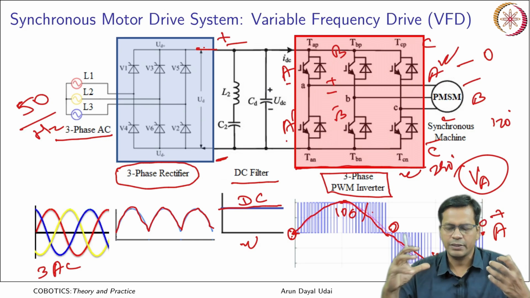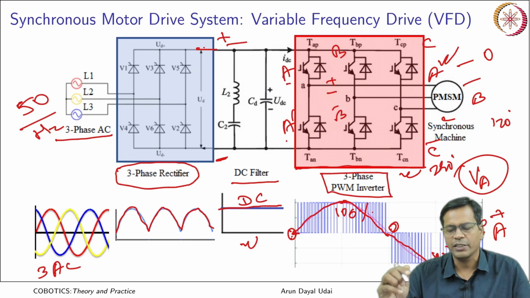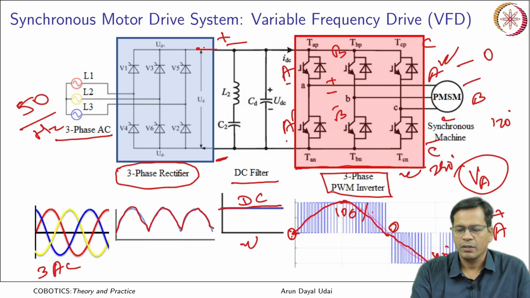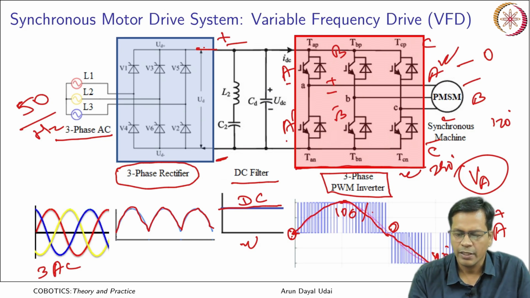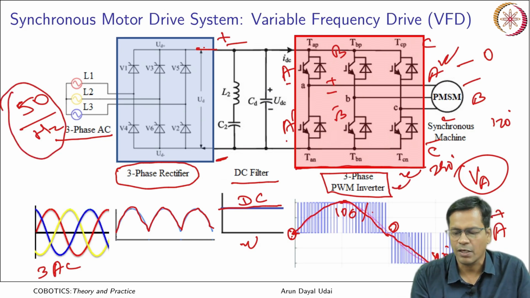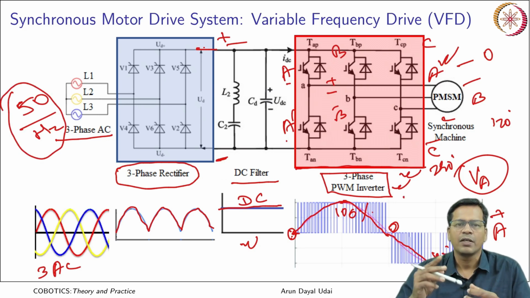So 3 different sinusoidal waves are created using a 3-phase PWM inverter, which effectively goes to the PMSM motor. So what happens? This is a 3-phase signal for which the frequency you can control based on the inverter frequency. So now a constant frequency is converted to a variable frequency. That is the reason it is known as variable frequency drive.